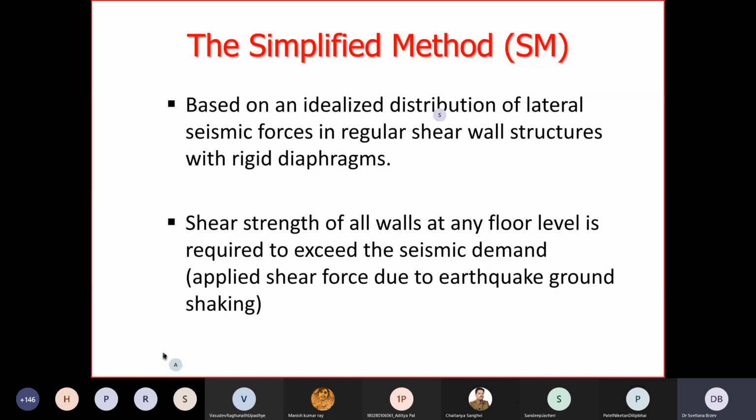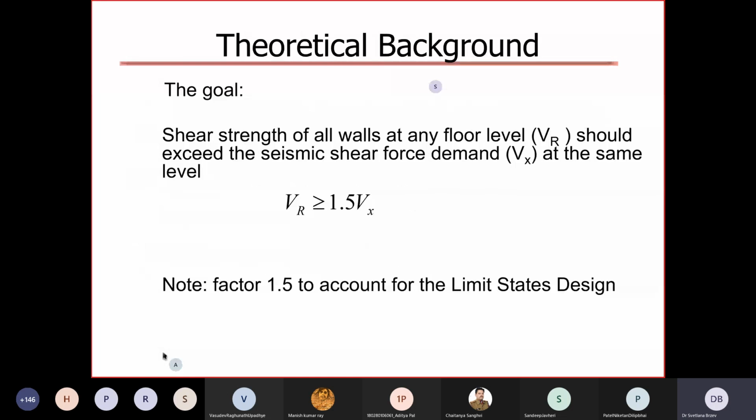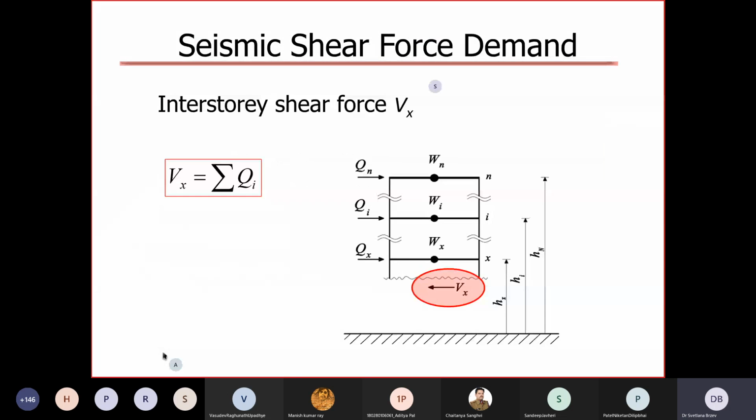Simplified method is based on idealized distribution of lateral seismic forces in shear wall structures with rigid diaphragms. It is assumed that the shear strength of all walls when put together exceeds the seismic force that acts at that level. So it will be more clear when I show the drawing. So let us look at this plan or elevation of the building. If we have forces applied at these different story levels, shear force Vx at any story level is equal to the sum of forces above that level, isn't it?